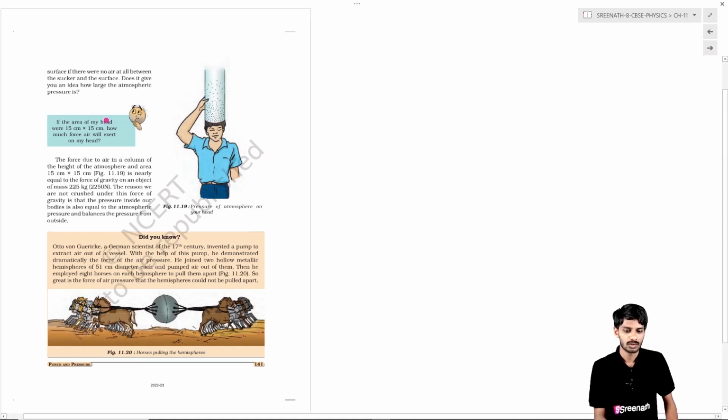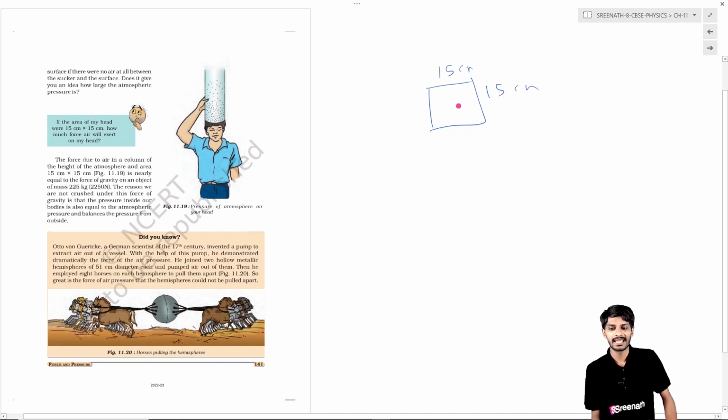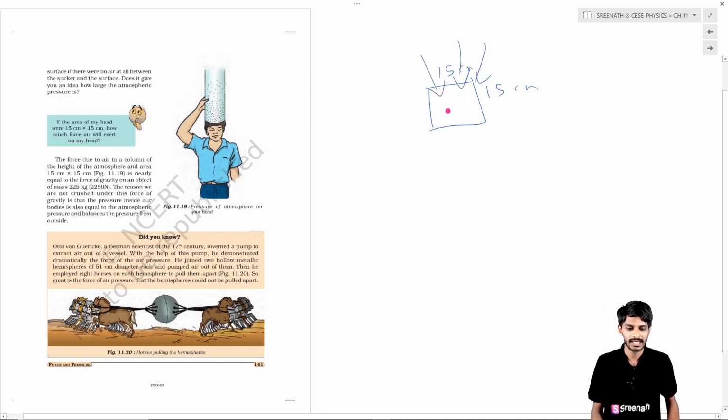Suppose the area of your head is 15 into 15 centimeters. How much force will the atmosphere exert on you? The force due to air in a column of the height of the atmosphere and area 15 into 15 centimeters is nearly equal to the force. How much force is this?